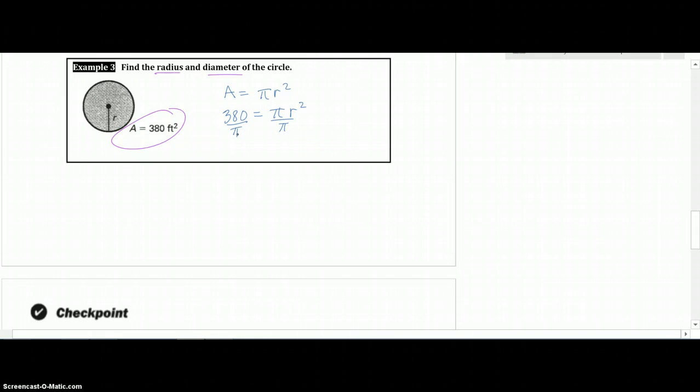So if we do that, we get 121 approximately. Okay, because our pi's cancel out, we have 121 equals r squared. So all we did was divide both sides by pi, or 3.14, and we got approximately 121. That's not the radius, that's radius squared. So how do you get rid of a square? You square root both sides, and the square root of 121 is 11. The square root of r squared, those cancel, and you just have r. So the radius is 11 feet.